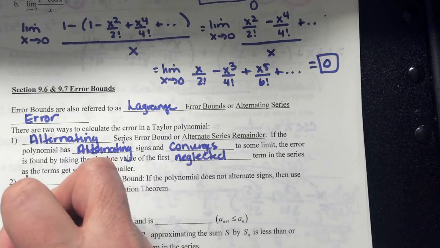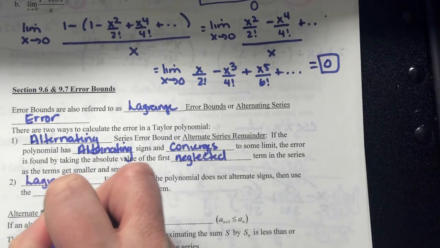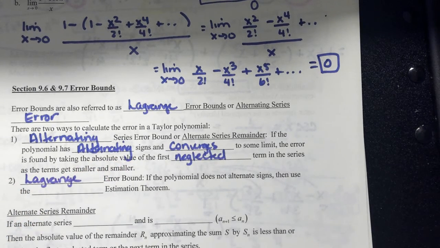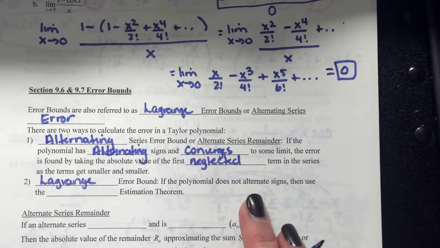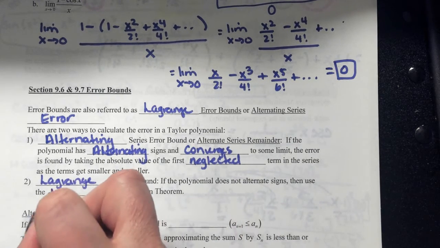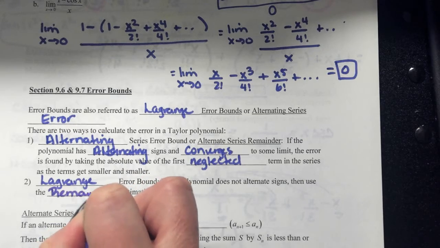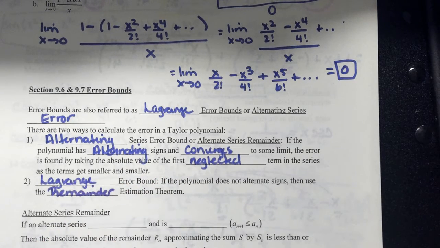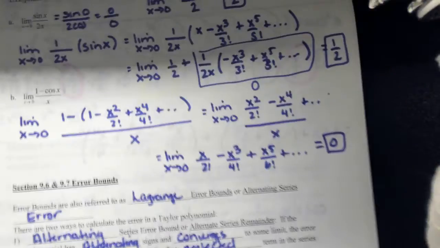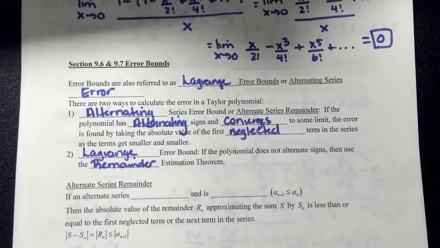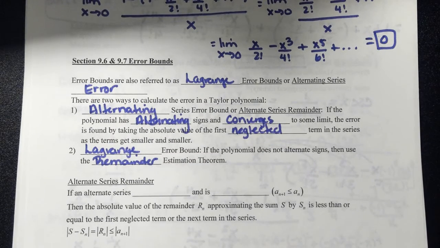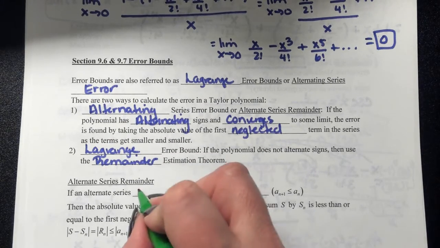The Lagrange error bound. If the polynomial does not alternate signs, then we use what's called the remainder estimation theorem. The remainder estimation theorem is your Lagrange error bound. Again, the words are used interchangeably, and we'll take a look at exactly what the difference is in a few minutes. So what we're going to concentrate on first is we're going to take a look at your alternating series remainder.